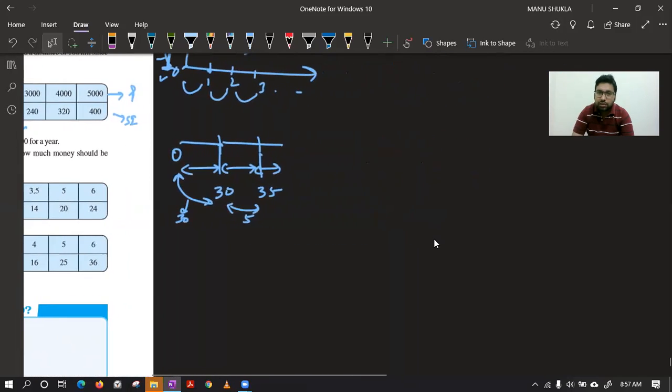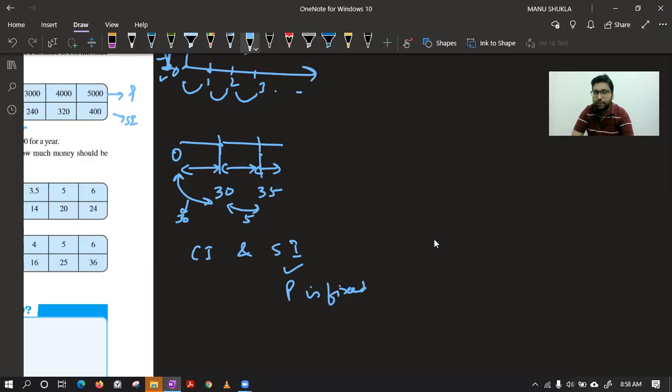Rishita, CI and SI concept we have already done. SI is simple interest which is on a fixed principal. The principal never changes in this. P is fixed in SI. In CI, P is changing.